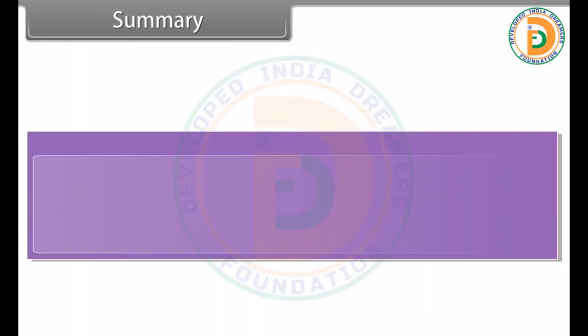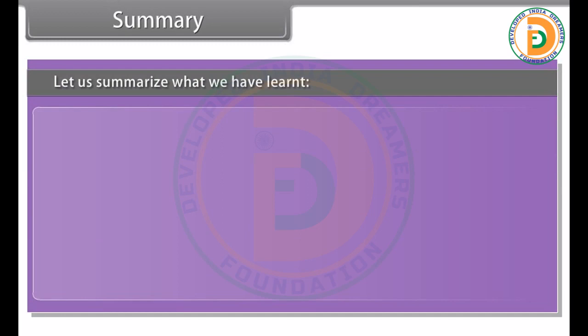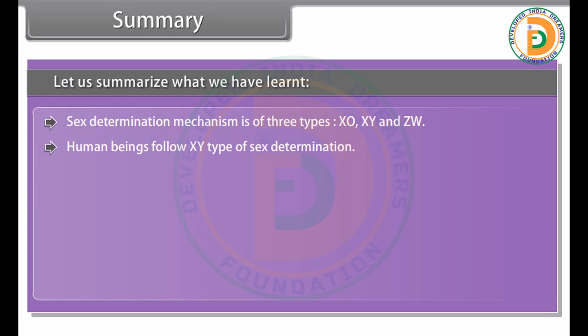Summary. Let us summarize what we have learnt. Sex determination mechanism is of three types: XO, XY and ZW. Human beings follow XY type of sex determination.